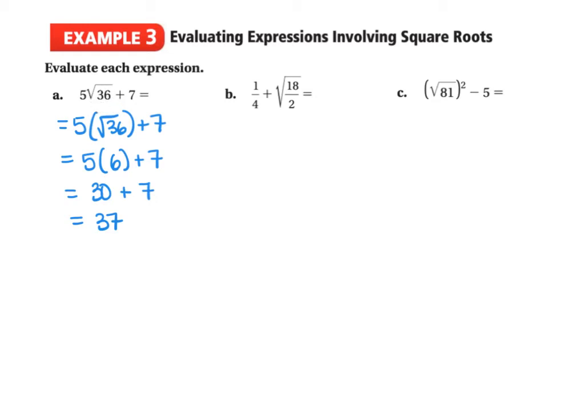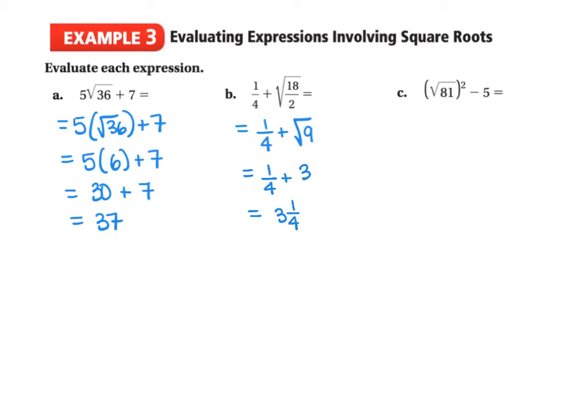So now looking at question B, we've got 1 over 4 plus the square root of 18 over 2. In this case, we've got 18 over 2. Remember that first strategy is we want to see if 18 over 2 can be simplified into a whole number, and 18 divided by 2 is 9. So now we have 1/4 plus the square root of 9, which is going to give us 3. So here we just have 3 and 1/4 as our answer for this one.